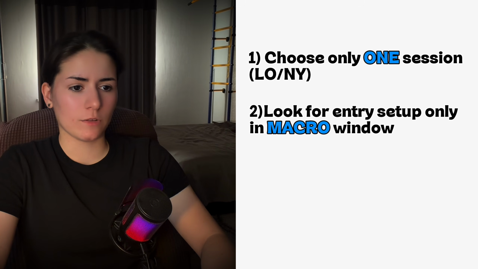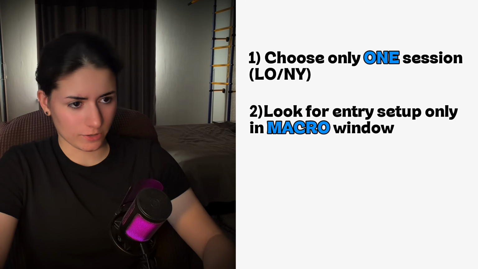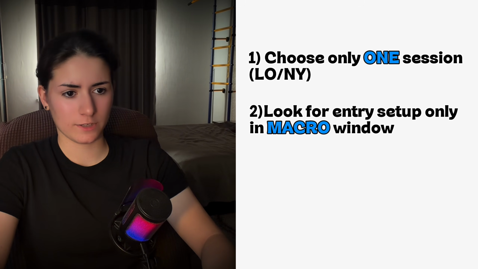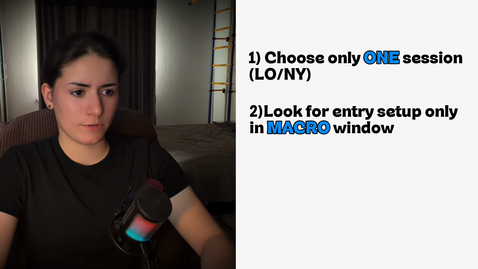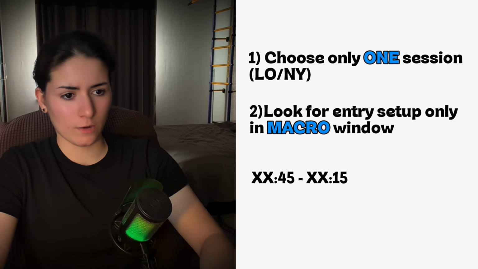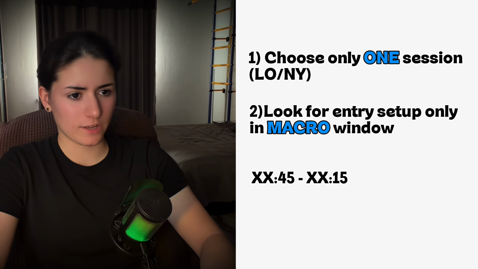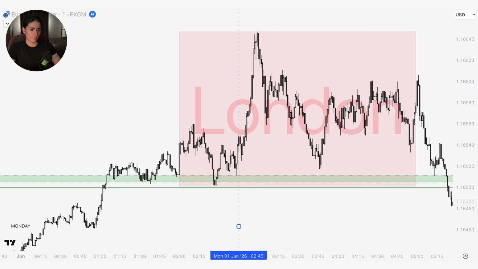Second, here is a golden rule for opening your positions. Only look for entries inside the macro windows. This means 15 minutes before the start of a new hour and 15 minutes after. This 30 minute window has significantly higher volatility. Keep these two things in your mind. Focus only on one session, London or New York, and pay attention to the macro window.